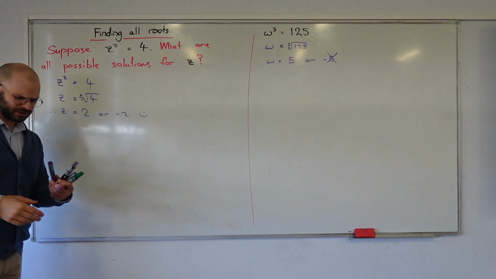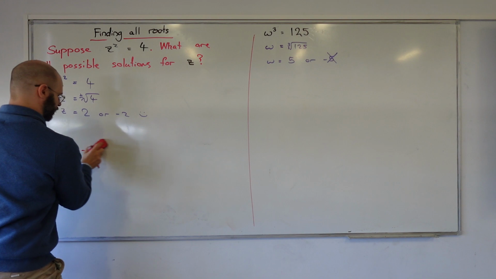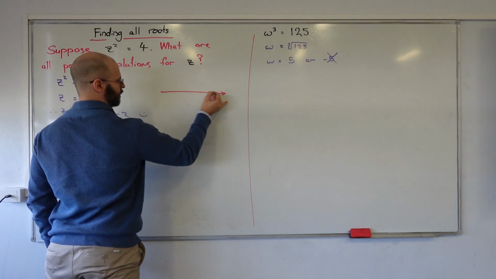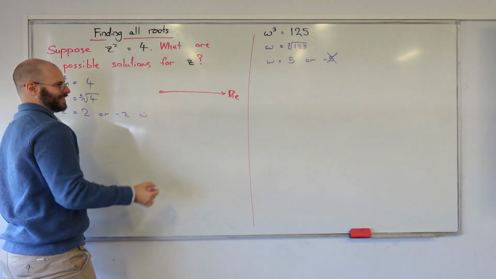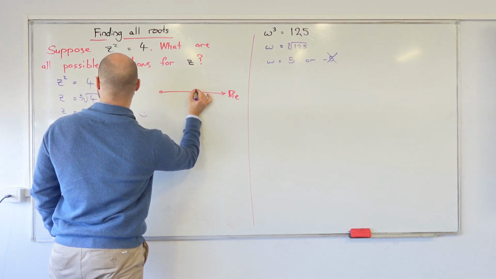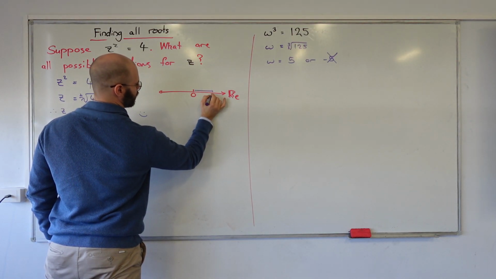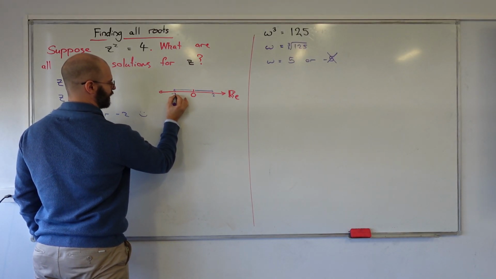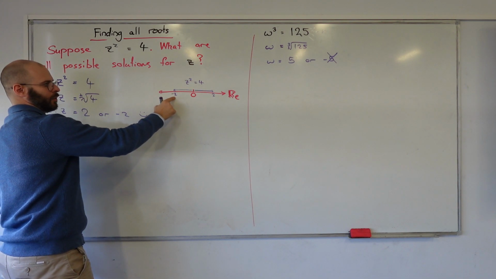Okay, let's look at this from a geometrical perspective. If we're trying to find the roots to a problem, we have the real axis here, and this is 0. Plotting it out, for z to the power of 2 equals 4, 2 is over here and negative 2 is over here. So z equals minus 2 or 2.